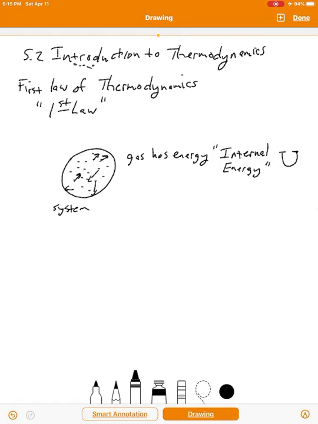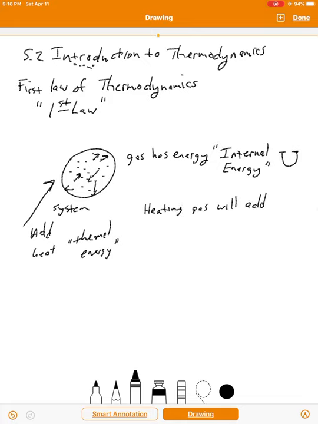And now what I'm going to claim is suppose that we add heat, which is really thermal energy. Okay, we heat it up. The gas will now have more internal energy. So heating a gas will add energy to it. So the internal energy will increase. So that means there's a change in the internal energy. So we're going to talk about changes now.